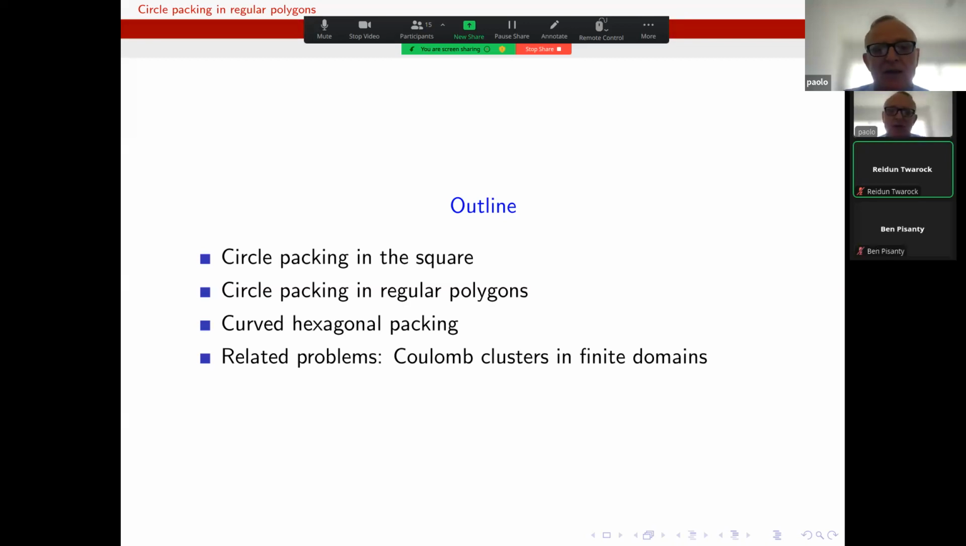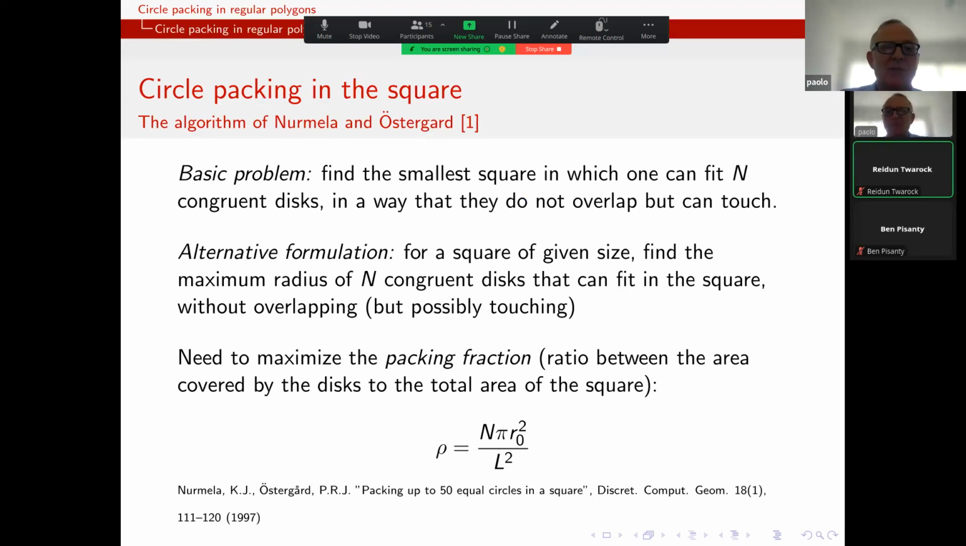And eventually, I want to talk to you about some exotic packings that occur in regular polygons, which we call curved hexagonal packings. This definition is borrowed from Graham and Lubachevsky, who first discovered this kind of packing in the circle. And eventually I will just show you a few slides on a different problem, which deals with Coulomb clusters in finite domains, such as the circle.